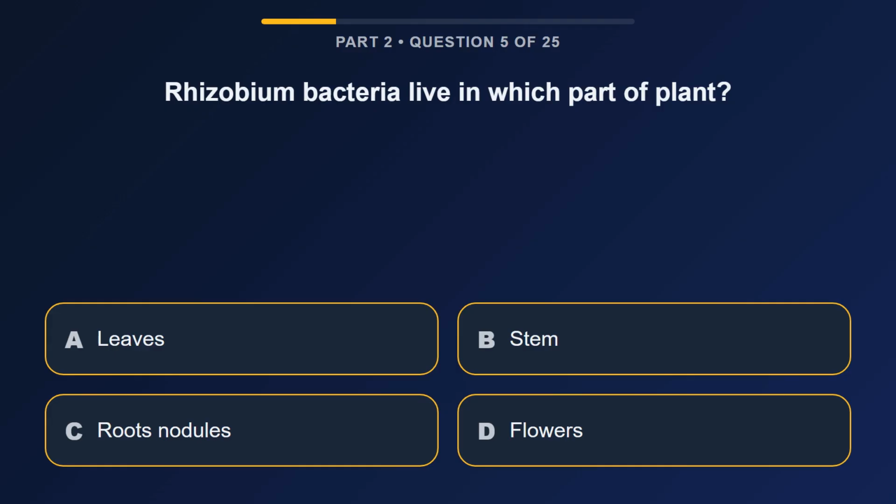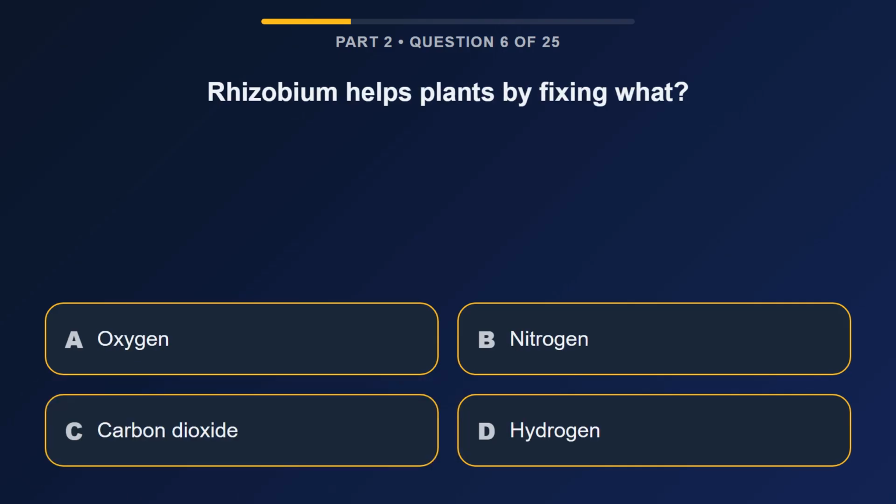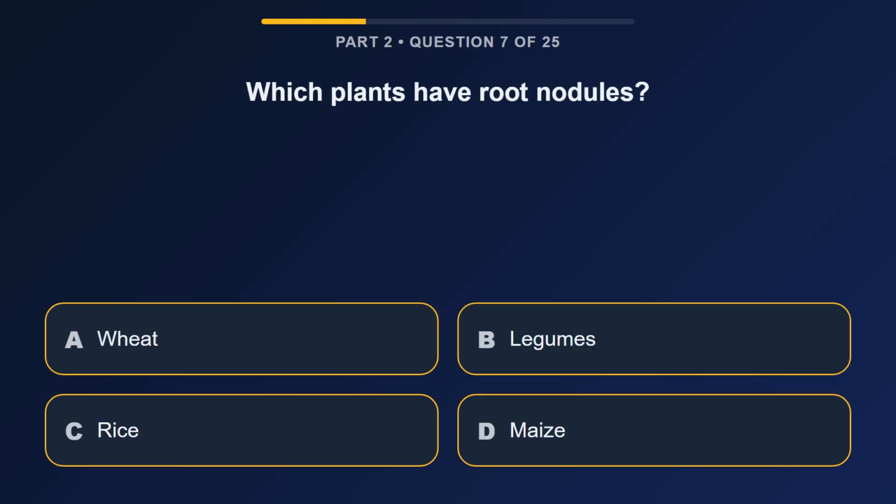Rhizobium bacteria live in which part of plant? Rhizobium helps plants by fixing what? Which plants have root nodules?